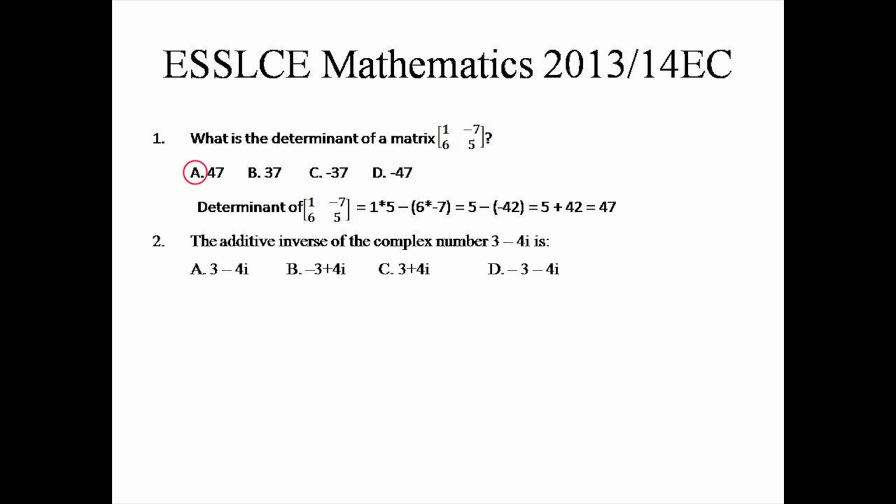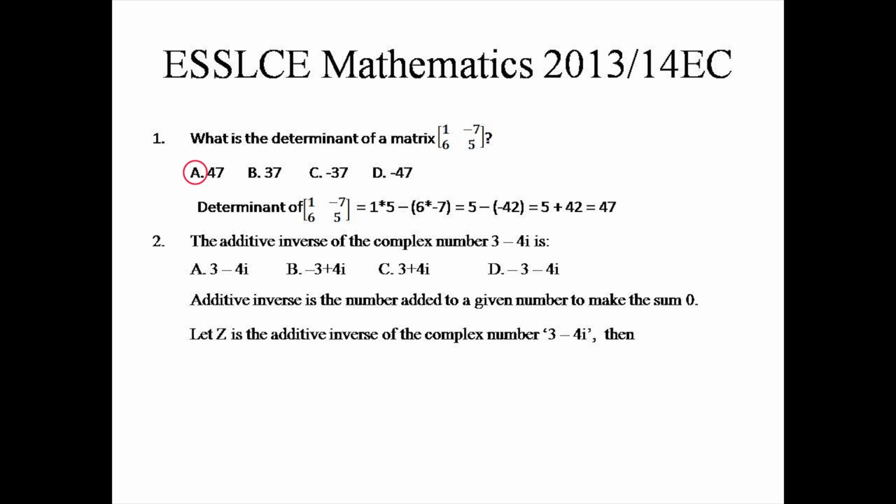Question number 2. The additive inverse of a complex number 3 minus 4i is A. 3 minus 4i, B. -3 plus 4i, C. 3 plus 4i, D. -3 minus 4i. As we know, additive inverse is a number added to a given number to make the sum 0. Let Z is the additive inverse of 3 minus 4i, hence Z plus 3 minus 4i is equal to 0.